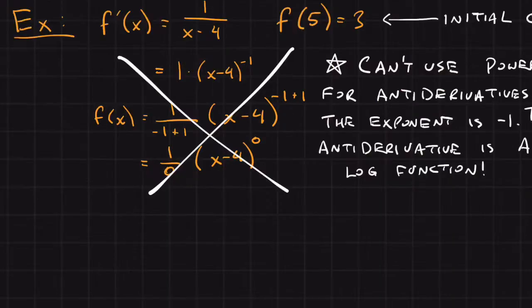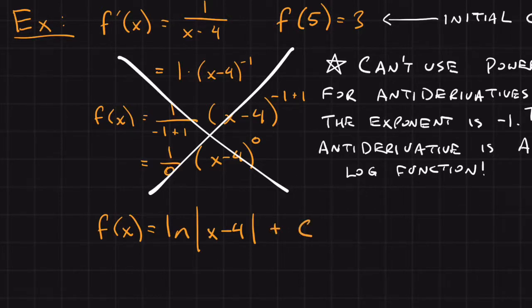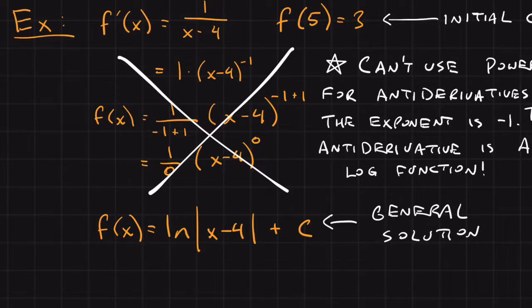So let's get back to our original problem. F prime of x was 1 over x minus 4. Since we have 1 divided by a function of x, that tells us that we can use a natural log to find the antiderivative. Whatever's in the denominator of our derivative goes inside of the natural log. And since we're done with taking the antiderivative of that term, we can add a plus c at the end. This is the general solution.